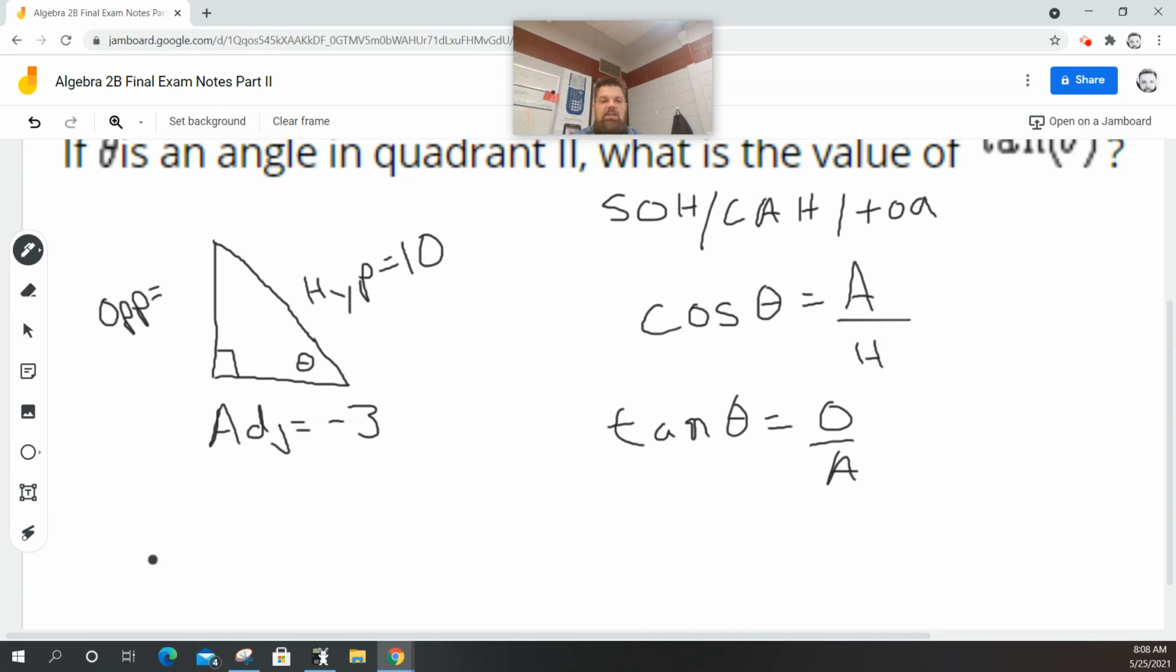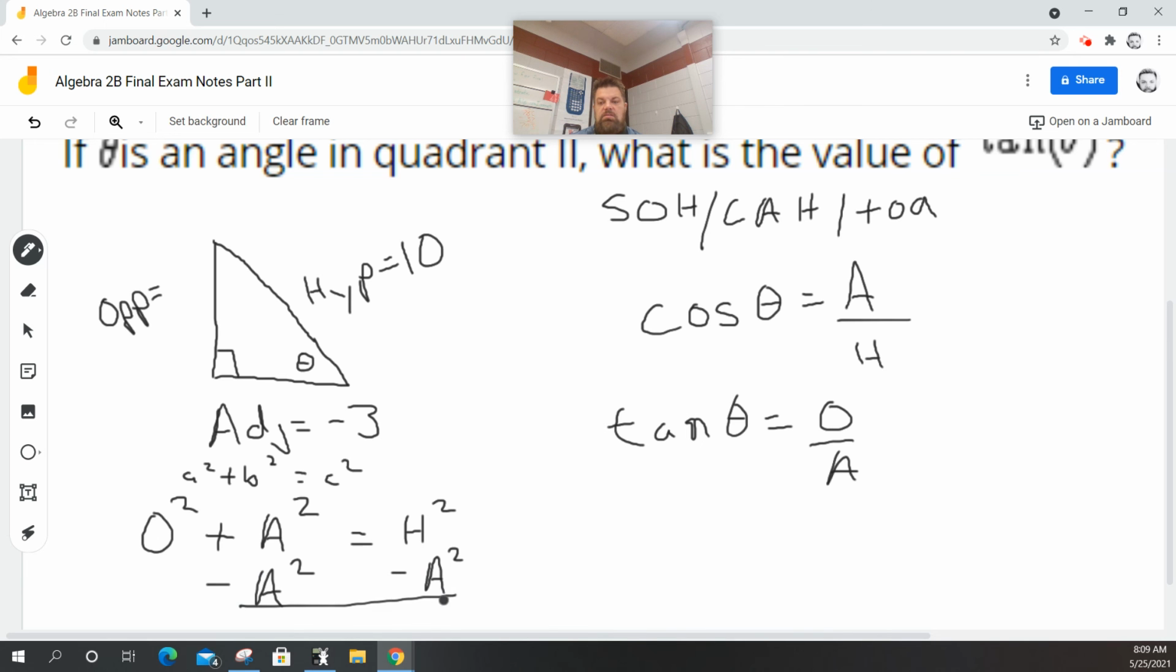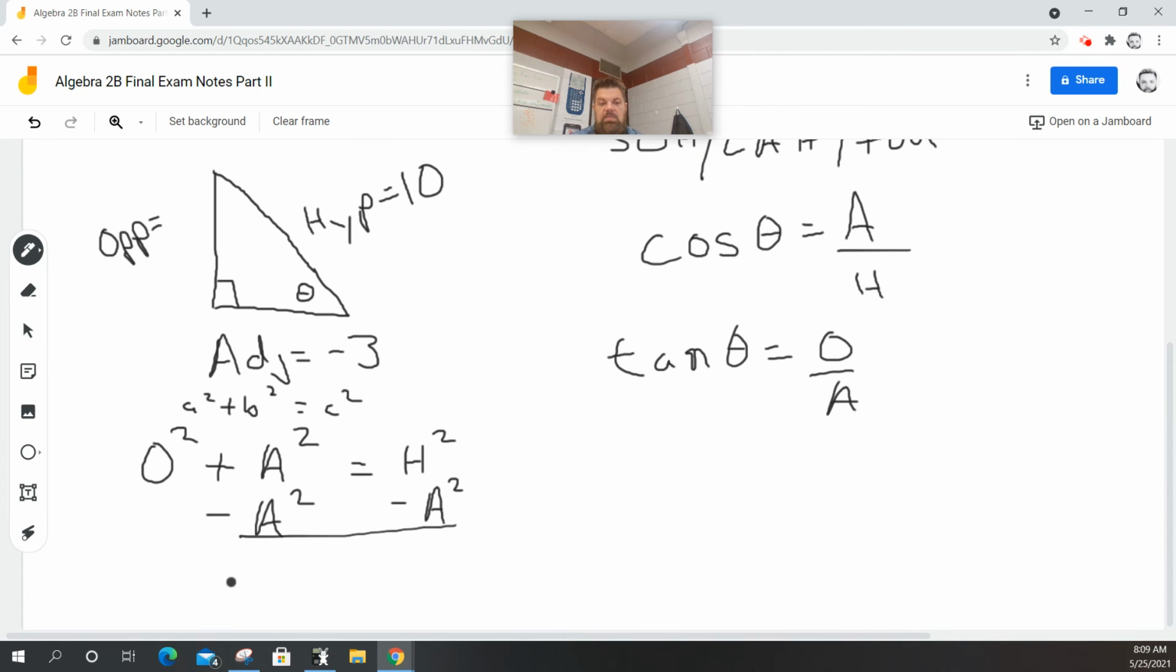But that's okay. I can use the Pythagorean theorem. So the Pythagorean theorem in trig is O squared plus A squared is equal to H squared. It's the same as the old A squared plus B squared equals C squared, except we're replacing C squared with H squared, A squared with O squared, and B squared with A squared. So anyways, let's plug this in and figure out what it is. The first thing I'm going to do is subtract A squared from both sides, and that will give me O squared is equal to H squared minus A squared.